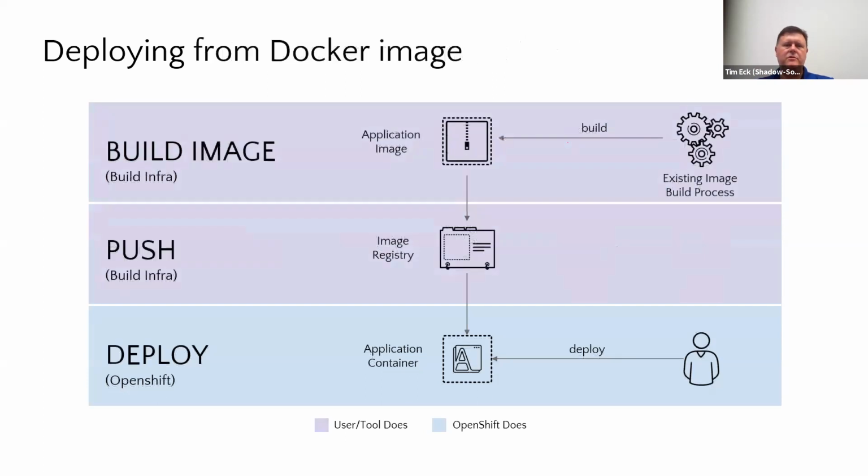As opposed to that, you can deploy from Docker images, but there are a few more manual steps here, right? We have an existing image process that would build our application image, we would push that to an image registry, and then we would do a manual deployment, kicking off a deployment to OpenShift to pull that image and put it into an application container.